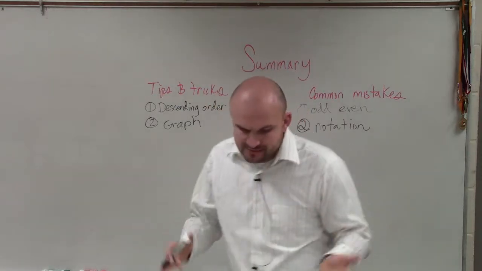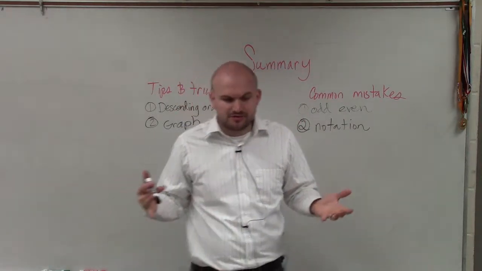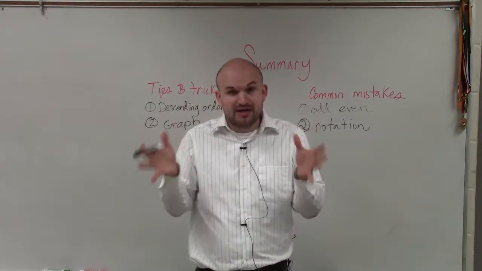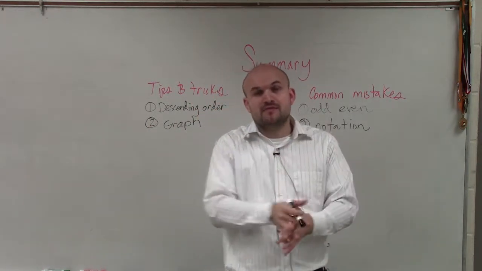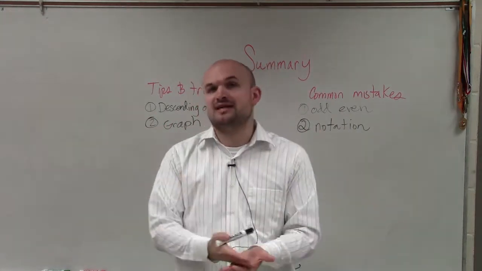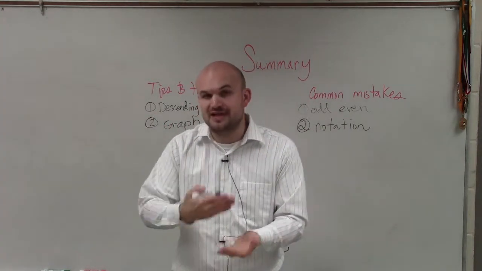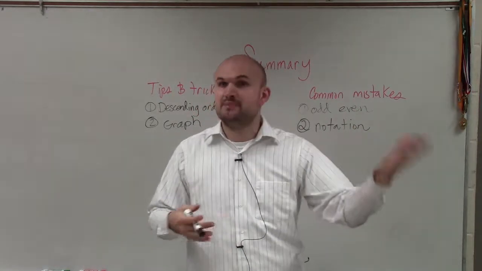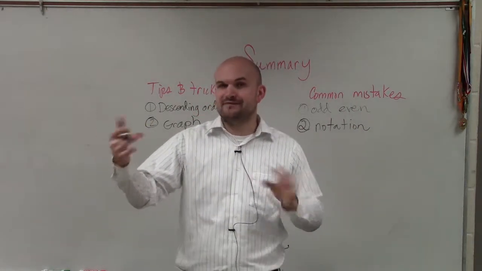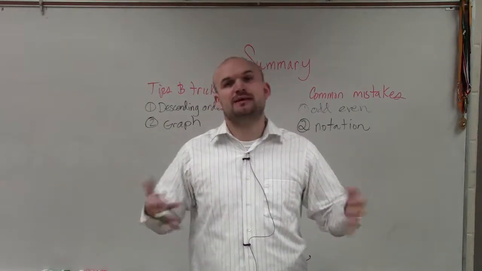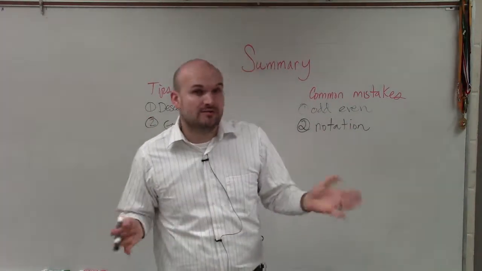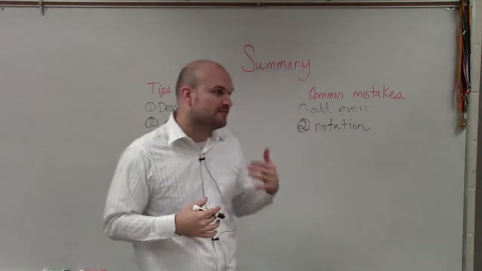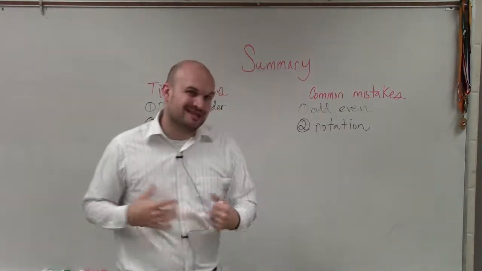So basically, when we're determining the end behavior of the polynomial, we are going to be putting our polynomial in descending order. Then we want to identify the leading coefficient, as well as the degree of the polynomial. Based on the leading coefficient, if it's positive or negative, and the degree, if it's odd or even, we can then determine our end behavior. We'll then write our end behavior, and also sometimes write it in function notation, which I wrote in there as a common mistake.